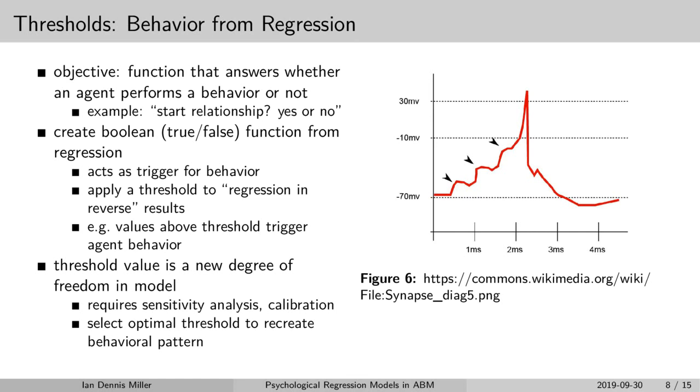This threshold regrettably becomes a degree of freedom in the model. As a result, it's necessary to calibrate the threshold through a sensitivity analysis. The goal of calibration is to select the optimal threshold that recreates the pattern of behavior. I think it's not necessary for the threshold to be a degree of freedom if you have centered and standardized all the terms in your model, in which case I think the threshold ought to have a value of 0. But there are many cases, like for example when dummy codes are used, when this threshold will require calibration.